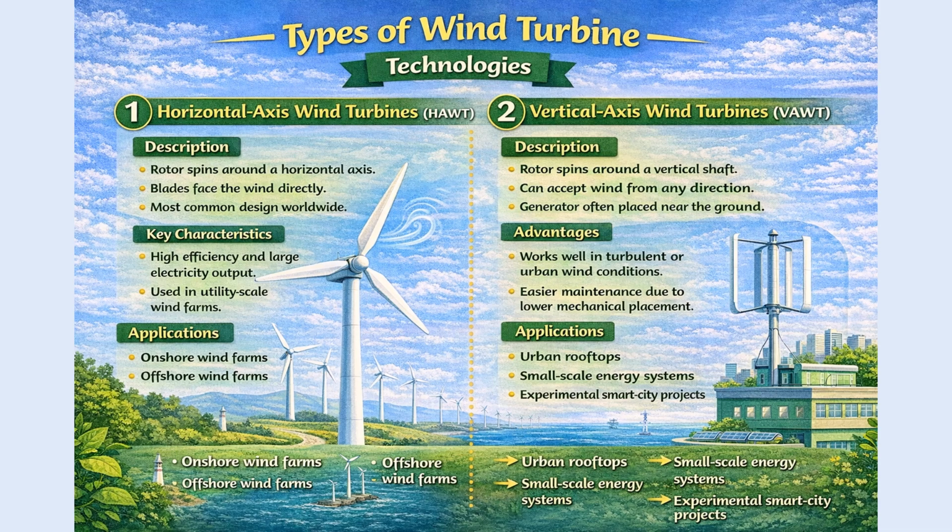These spin around a vertical shaft and can accept wind from any direction without needing to rotate to face it. They work well in turbulent urban conditions, are easier to maintain because the generator is near the ground, and are used on rooftops and in smart city projects.